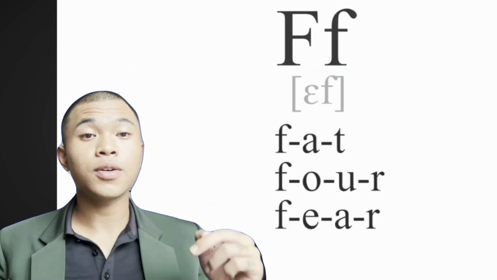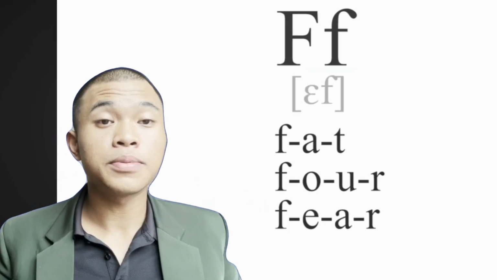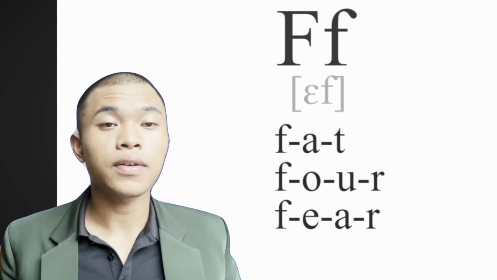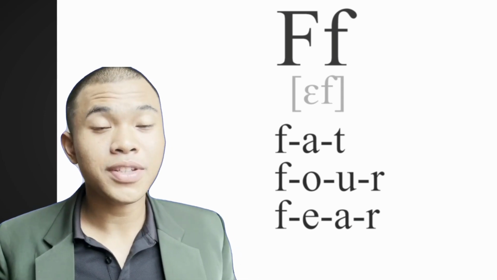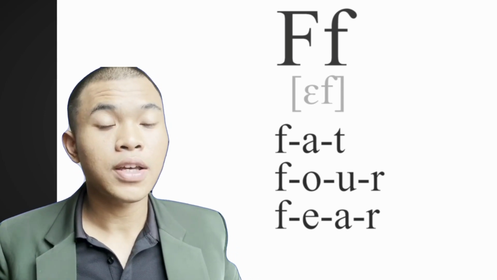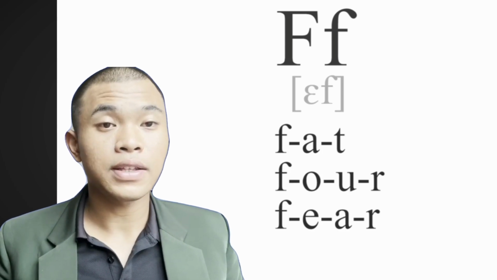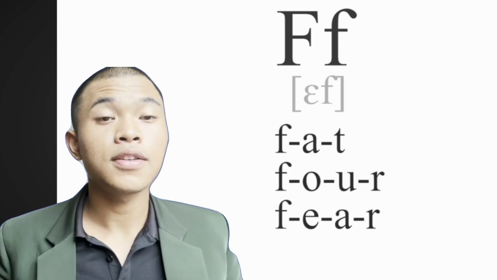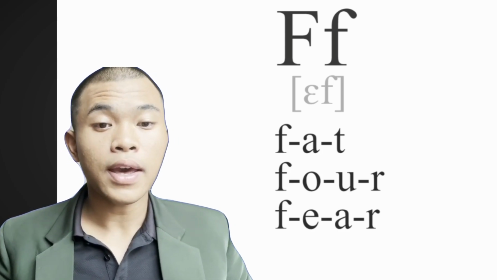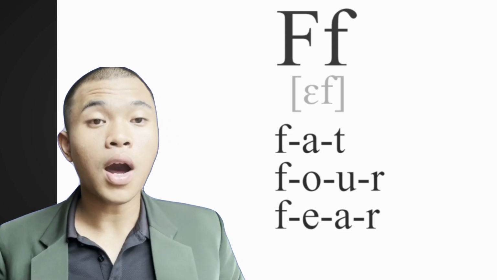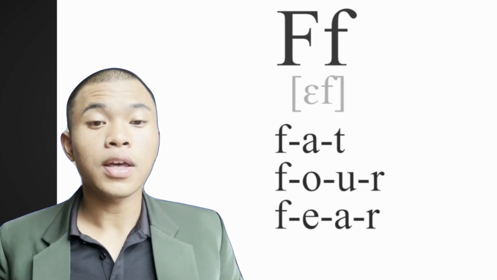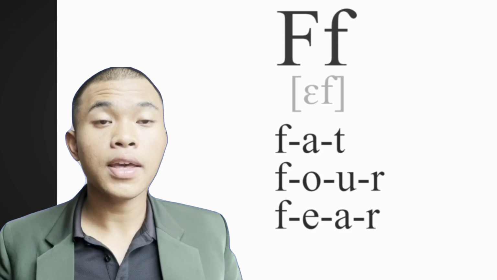The big one, it sounds like F. The small one, it sounds like F. The IPA pronunciation, it sounds like F. Example of word: fat, F, A, T. For, F, O, U, R. Fear, F, E, A, R.